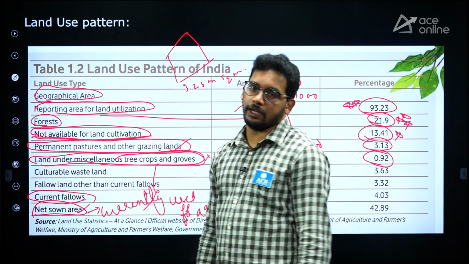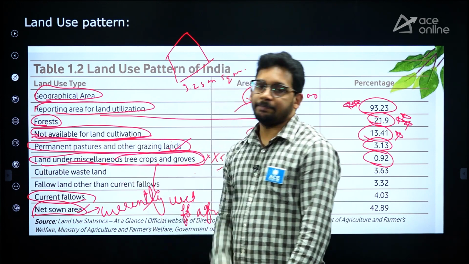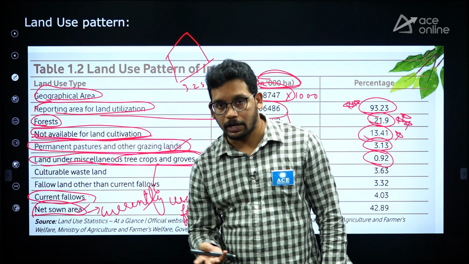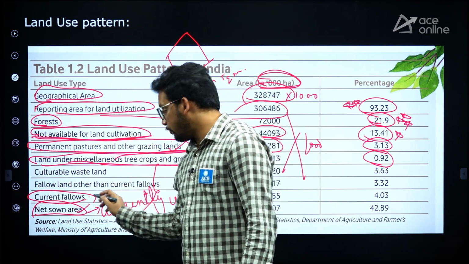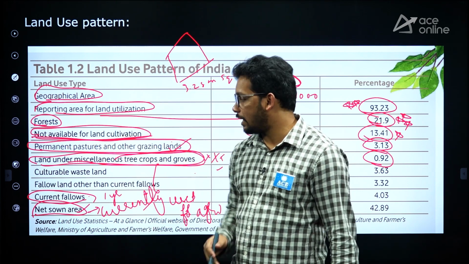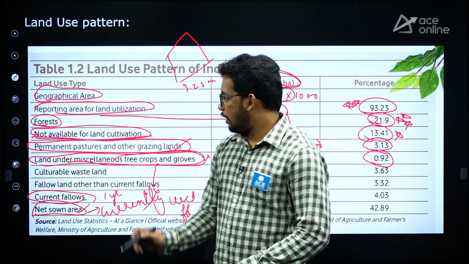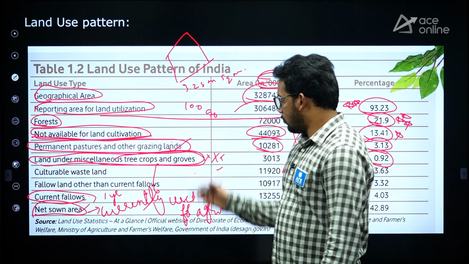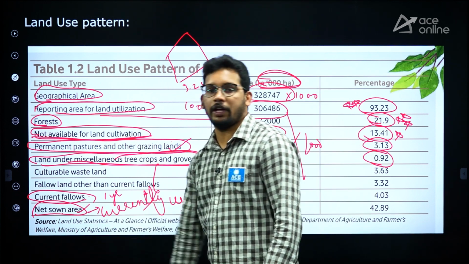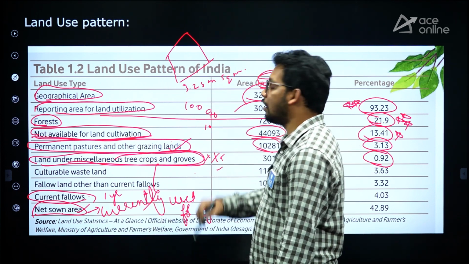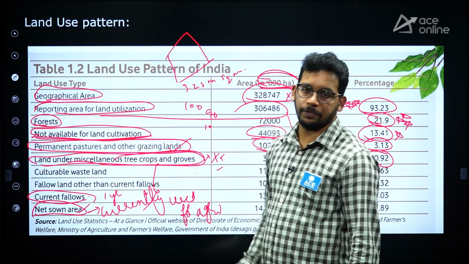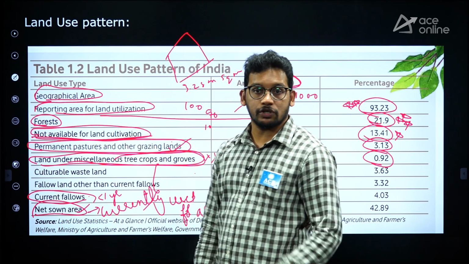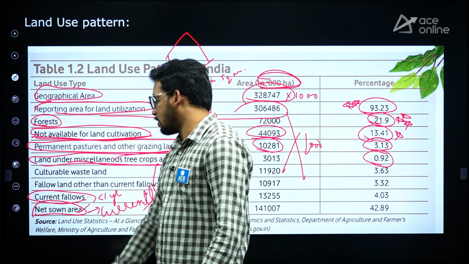Now current fallow means this is also suitable for agriculture, but these particular lands were not used for cultivation within 1 year, not more than 1 year. Current means what? In this year. So let's say we have 100 hectares of land. Out of that, 90% of land we have put in net sown area, we have used for agriculture, and the rest 10%, last year we have used, but not this year. These 10 hectares we did not use in this 1 year.